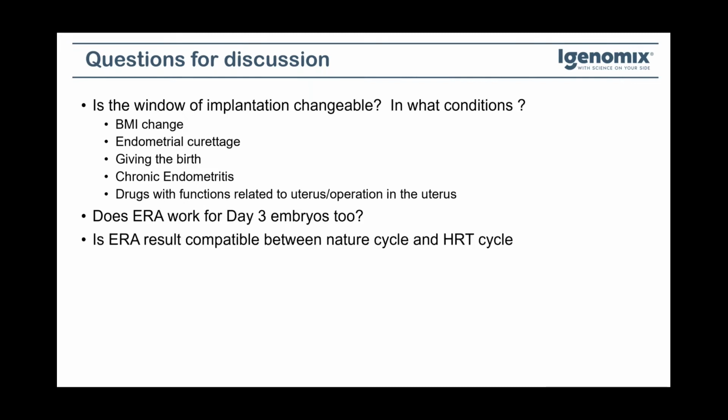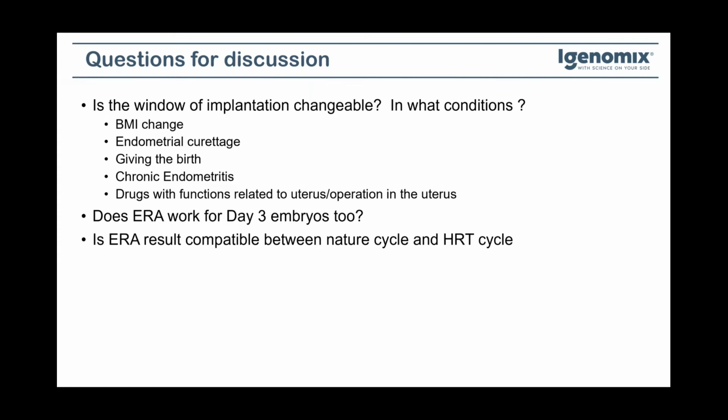And is your ERA result compatible between the natural cycle and the HRT cycle? As we just said, HRT plus 5 is the timing of our so-called standard window of implantation. But for the natural cycle, LH plus 7 or hCG plus 7 is the so-called standard window of implantation. If you have the result of HRT plus 5 as receptive for one patient, can we also transfer the embryo at LH plus 7? It's a totally different cycle.